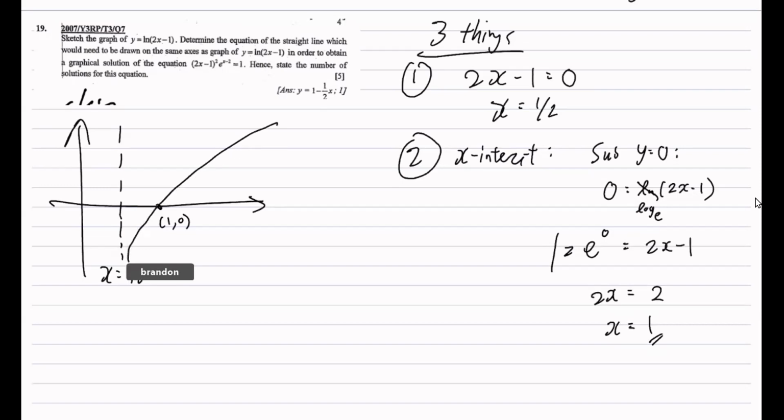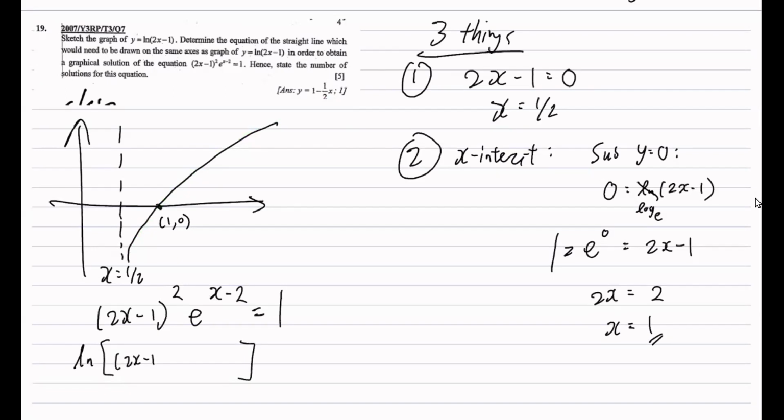Then in that case, definitely there is no y-intercept, right? No y-intercept, then we don't need to bother finding it. You'll just get an undefined. You'll just get a ln of a negative number. Okay, now let's take a look at the equation we're trying to solve. 2x minus 1 power 2, e power x minus 2, equals 1. How? Ln both sides, exactly.